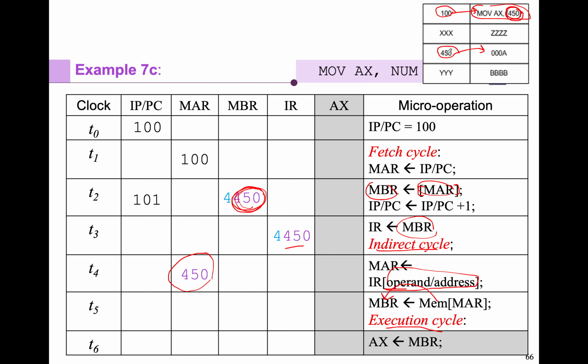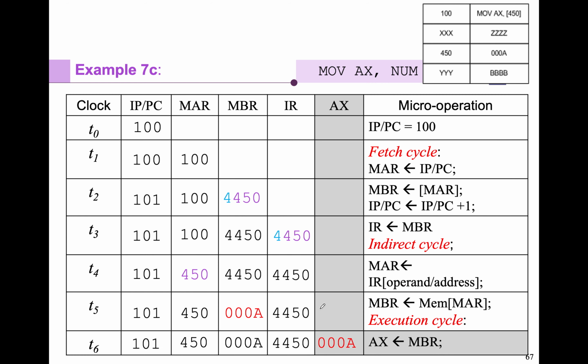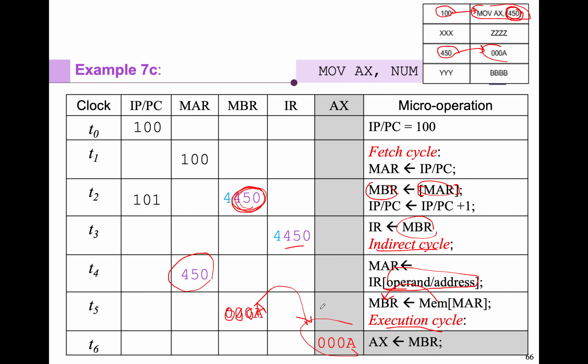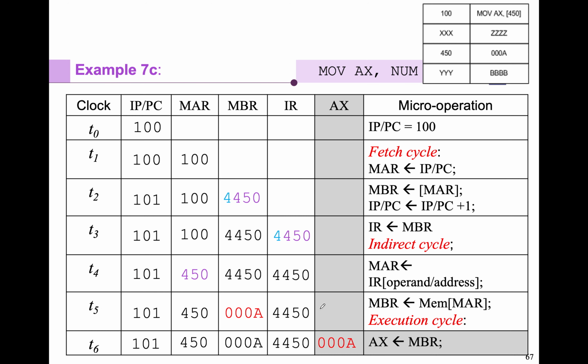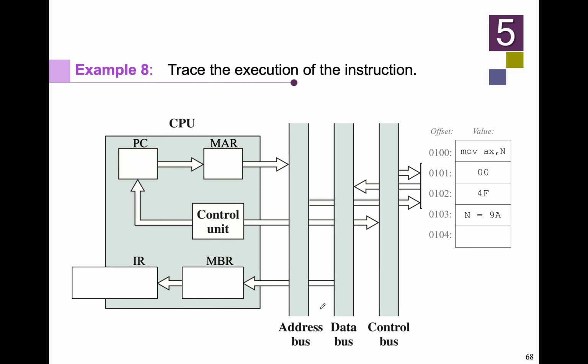So you have 405, this value. You're going to put your MBR, 000A. And lastly, this MBR will be put into your AX. So it's quite easy, not too hard. So this is the example of the answer. You can screenshot and try to do it by yourself without guiding.